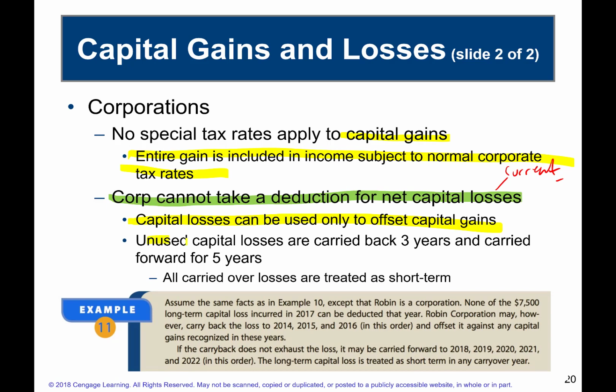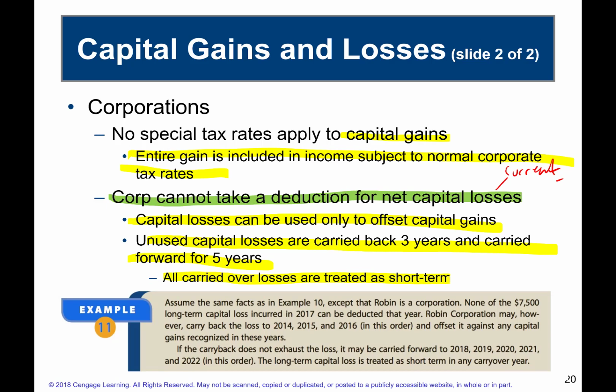Okay, if you have unused capital losses that weren't used to net out capital gains, you can carry them back for 3 years, forward for 5 years. And they say all carried over losses are treated as short term. Now this gets a little confusing. Is there a difference in the treatment between short term and long term? The answer is no. Everything is taxed at the corporate rate. So why do they call out short term and long term?